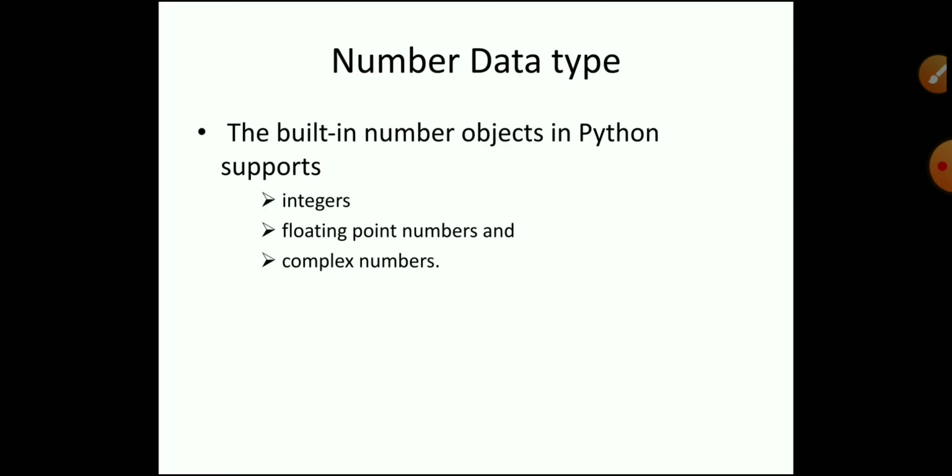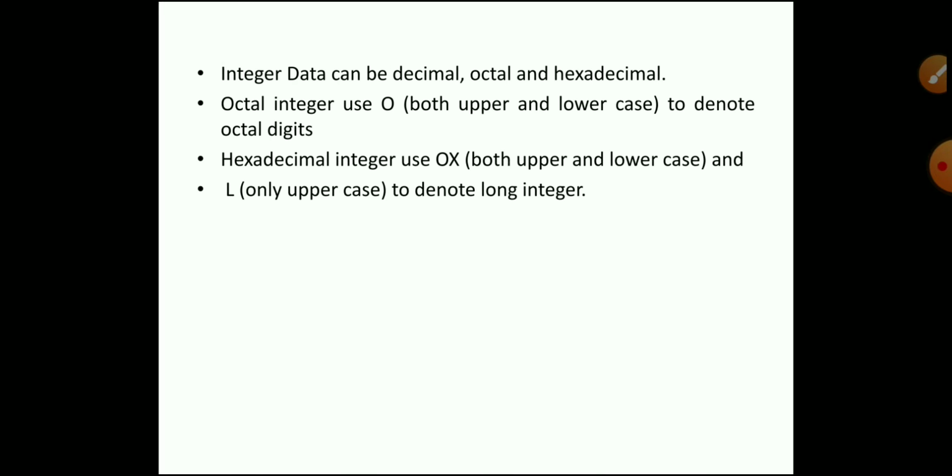Okay, number data type, first one is the number. The built-in number objects in Python support integer, float and complex numbers. Already we discussed that. Integer means what, floating means what, and complex number means what. Integer data includes decimal, octal, binary, hexadecimal. Octal data will start with the O, capital or small O.